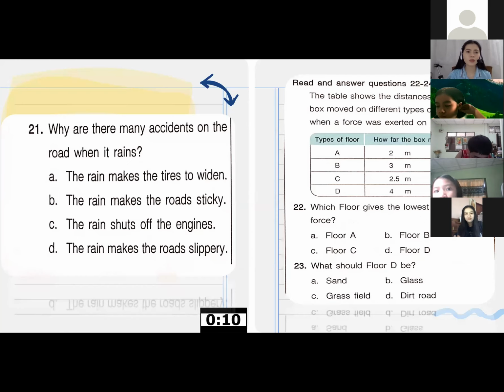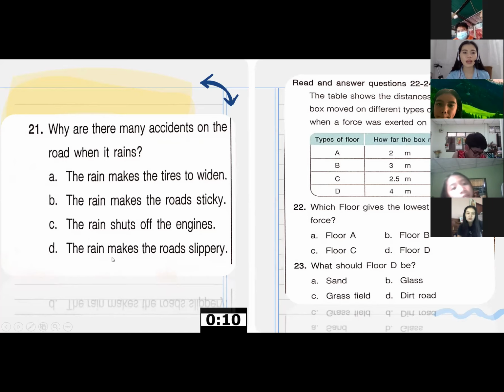Okay, for number 21. Number 21, class, why are there many accidents on the road when it rains? A. The rain makes the tires widen. B. The rain makes the roads sticky. C. The rain shuts off the engines. Or D. The rain makes the roads slippery. Class, what is slippery again in Thai?